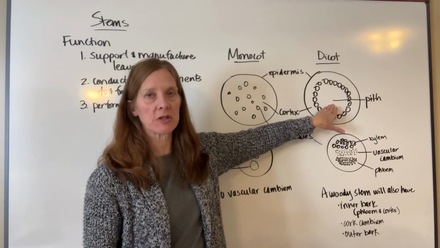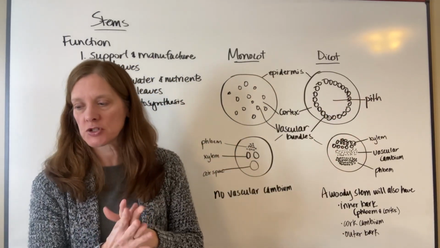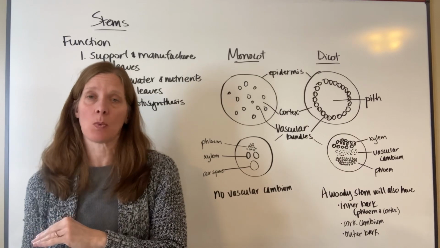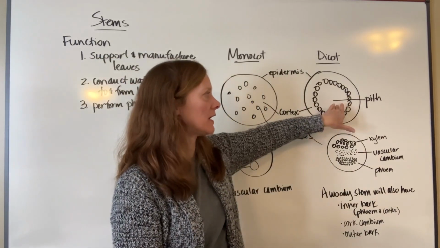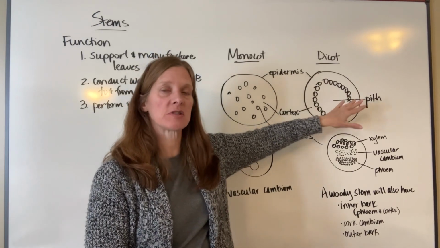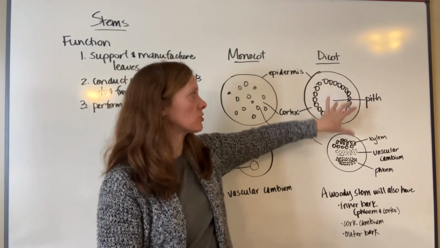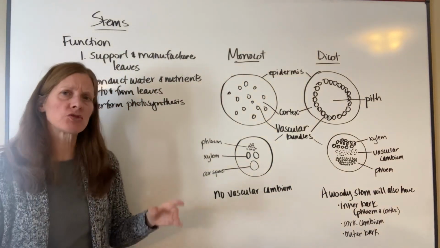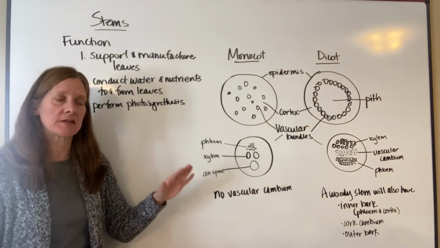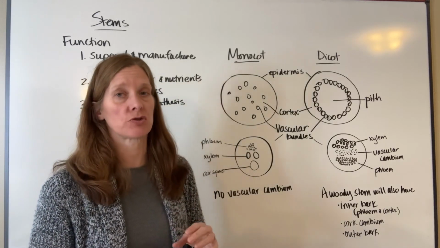Now, if you remember when we talked about the roots, the monocot root was the one that had the pith in the middle, but when we get up to the stem, it's the dicot that has a pith in the middle. And sometimes in some of your dicots, this actually gets hollowed out and some of your stems can actually be hollow. What's really different about the monocots and dicots is the way the vascular bundles are structured.